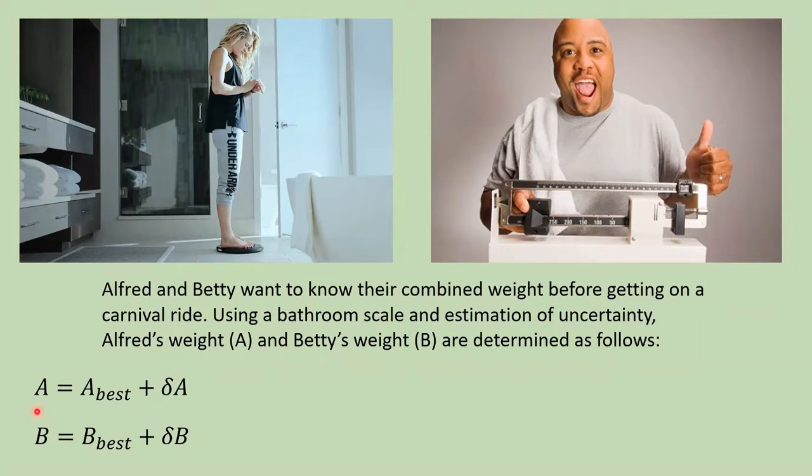I'm going to express Alfred's weight with an absolute uncertainty. So I'll put a best estimate plus or minus, and you know what? I really should have plus and minus here. I'll go back and fix that. This should say plus or minus and plus or minus.